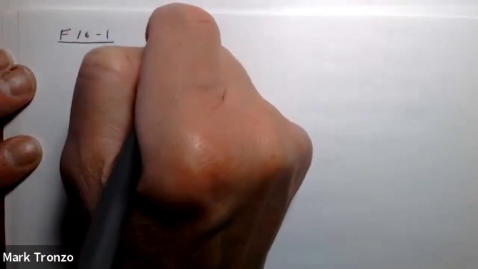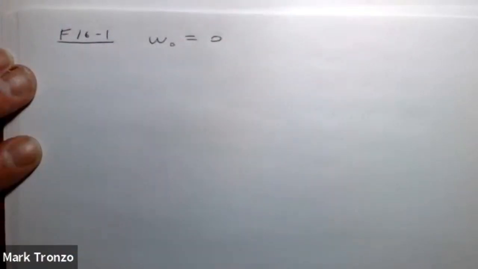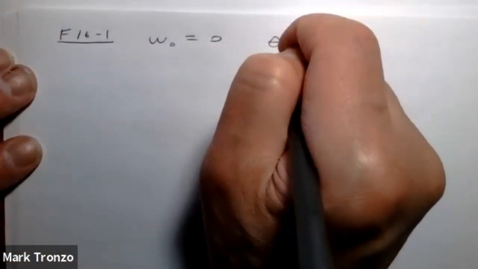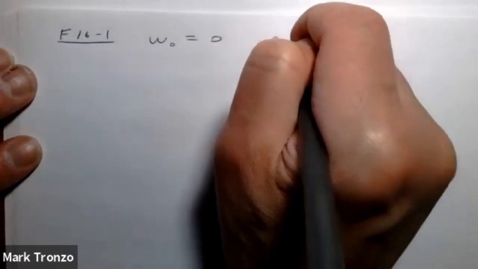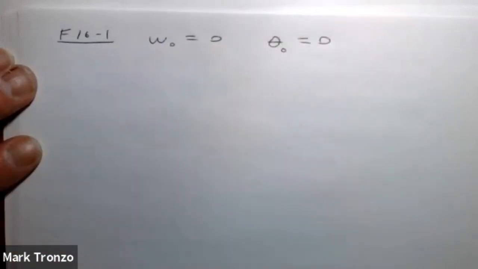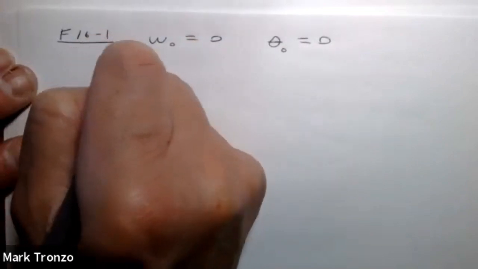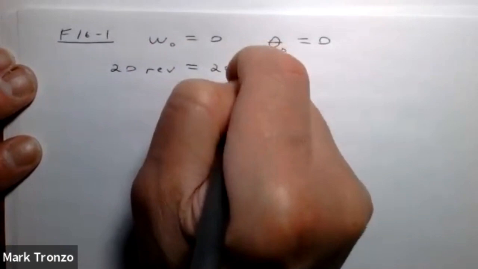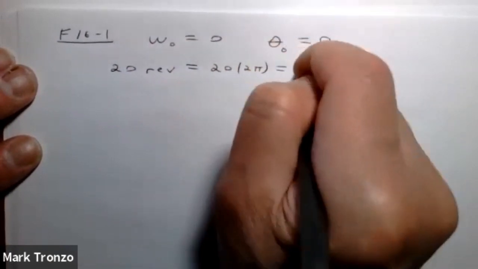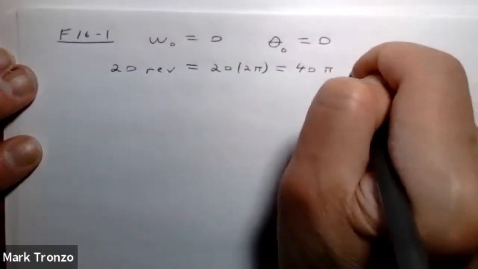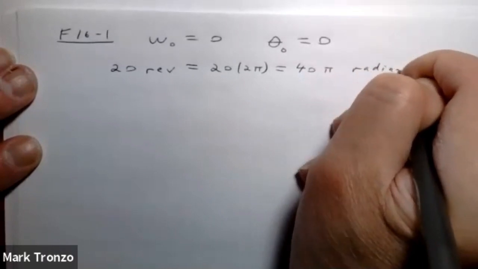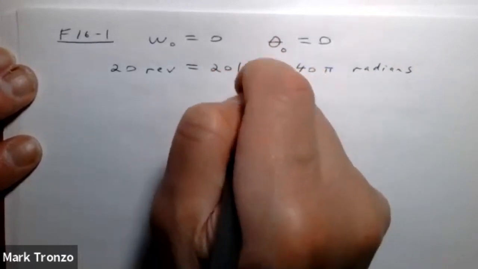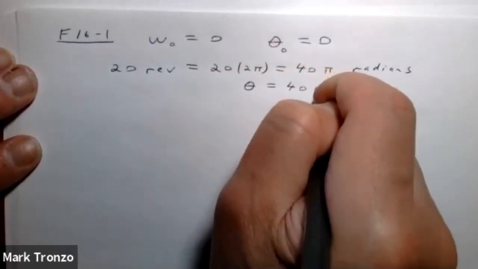Again, starting from rest, so omega naught is 0. We also call our starting position 0. And 20 revolutions is equal to 20 times 2 pi radians, or 40 pi radians. So you can say that your final theta is going to be 40 pi.